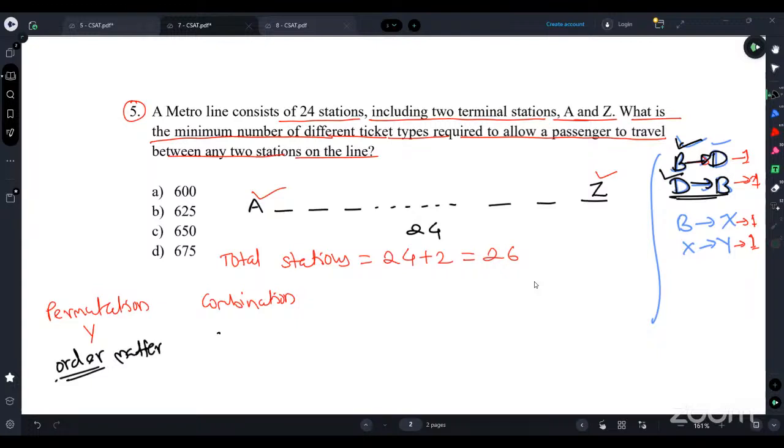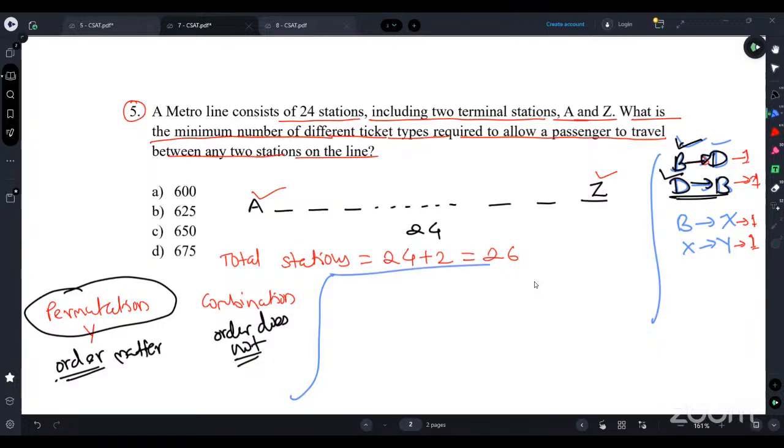But when order does not matter, in that case we will have to use combination. But this is a question of permutation because here order matters. So you will have to decide according to the data in the question whether order is a concern or not. Accordingly, we will have to use the formula. Now it is a concern here, so we will use the permutation formula. You have a total of 26 stations, out of which you will have to choose a ticket between two stations, right?